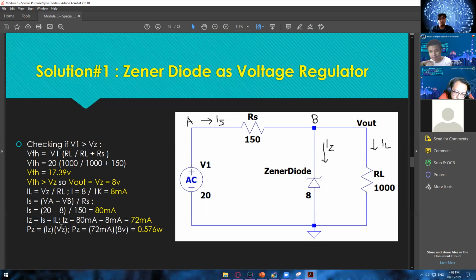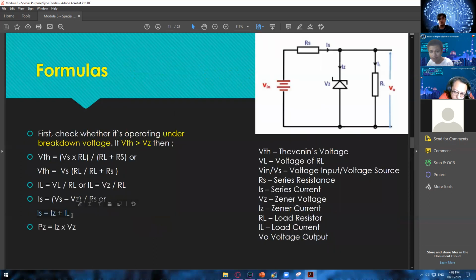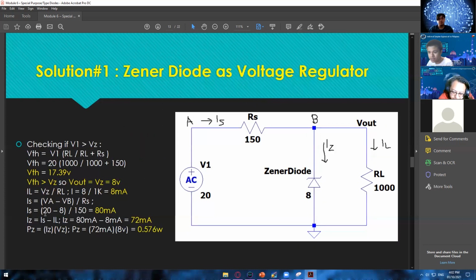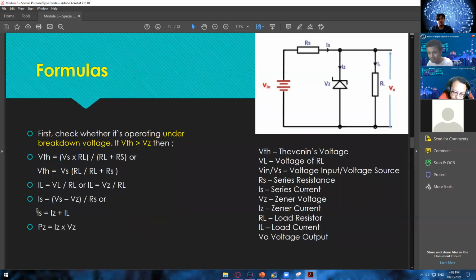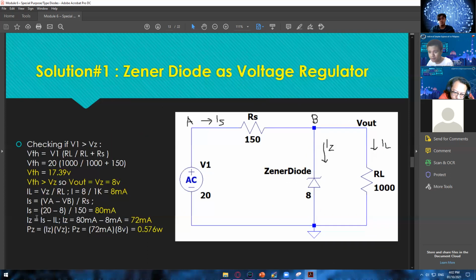So we just transposed our IS, wherein the one that we are now looking for is the IZ. Okay, so this one came from this one right here. I hope this is clear, this IZ right here, because we don't have an IZ formula in here, but this one was derived from this formula. Okay, and then just substitute everything. So we have the IS, and then we have the IL, and that gives us a result of 72 milliamps. And then for the PZ, we already have the IZ and then the VZ itself. Okay, so you can already solve that one.